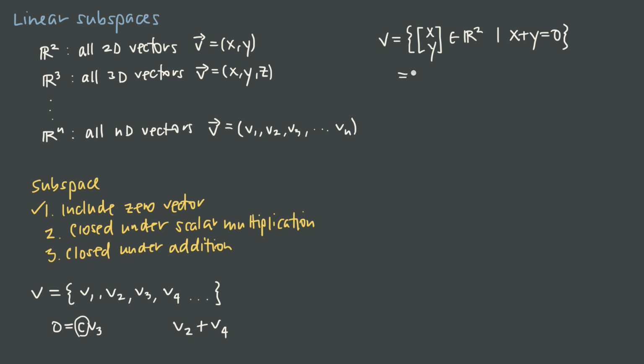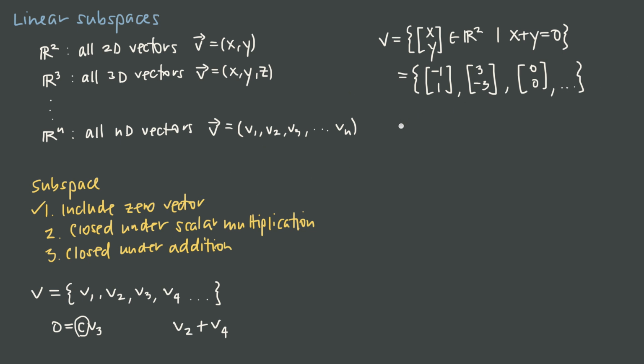And so we can imagine some of the vectors that would be included in this set. We have to meet this condition here that x plus y is going to equal 0. So we could, for instance, have the vector (-1, 1). We could have the vector, let's say, (3, -3). We could have the vector (0, 0). And we could think of, of course, a ton more. But as long as when we sum these two components, they equal 0, that vector is going to be included in the set.